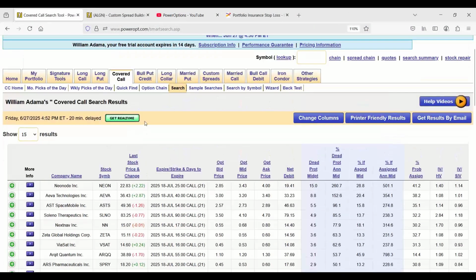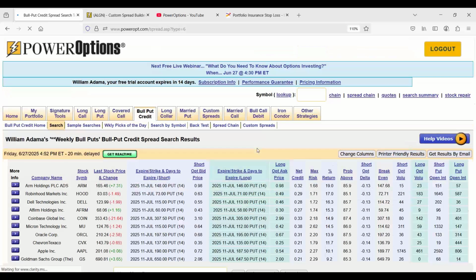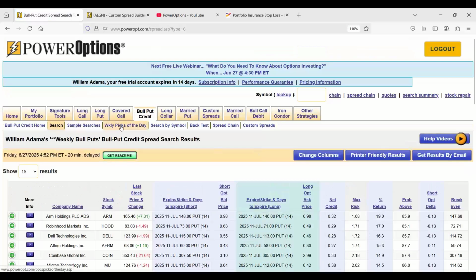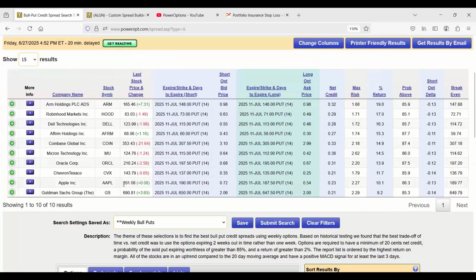Again, my preferred criteria that I like to use are the defaults for the bull put credit spreads, what we'd call the weekly picks of the day. Is this default search looking 14 days out in time? Well, today it's Friday, so it's looking 14 days out in time, and in general it would be 11 or 10 days out in time. We'd be opening our positions on Monday or on Tuesday.